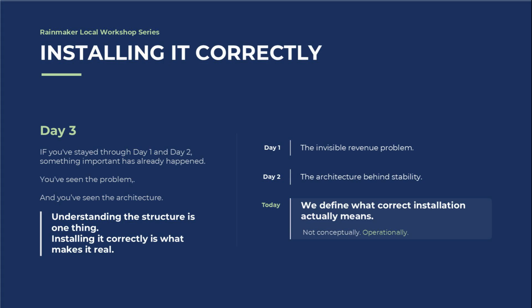Day 1 showed the invisible revenue problem. Day 2 showed the architecture behind stability. By now, something should already be clear. Awareness alone doesn't create stability. Today moves to the final piece. Correct installation, not conceptually, operationally. Because understanding the structure is one thing. Installing it correctly is what makes it real inside the practice.